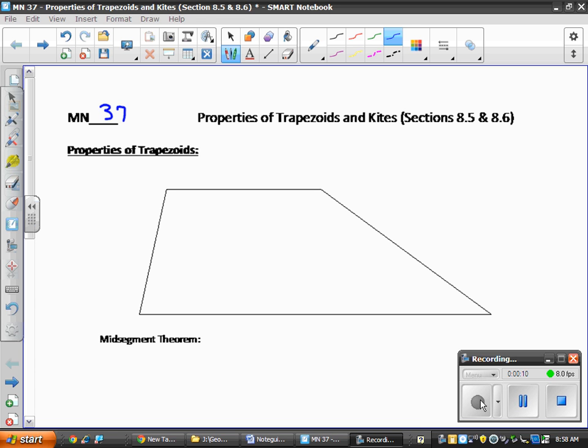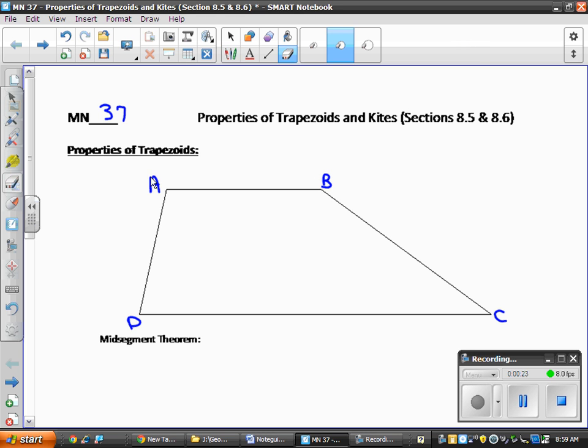We have a great big trapezoid on your note guide to start with. I'm going to label the vertices A, B, C, and D. And if I asked you what you know about trapezoids, I hope you would say from previous math courses that the bases are parallel. Except that it's a four-sided figure, that is really the only interesting thing about a trapezoid.